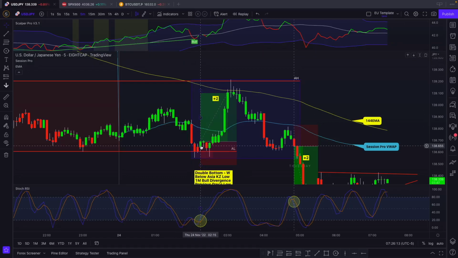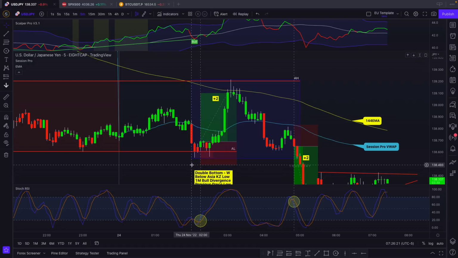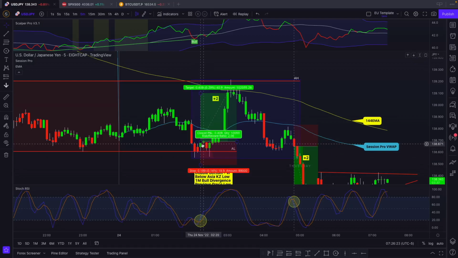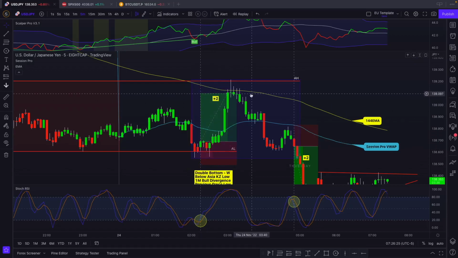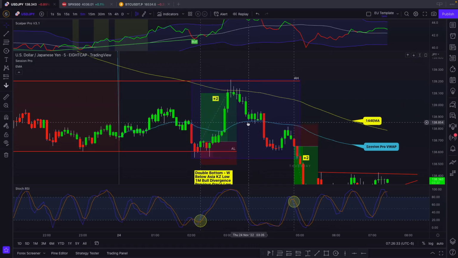And yeah, so I entered here. I used a 20 pip stop loss to also account for the spread below the low, because I don't want to be basically faked out here. So I took this long position for a 2-to-1 risk reward. The 2-to-1 risk reward would have been hit below the 144 EMA. I know it's a long position below the VWAP and below the 144 EMA.